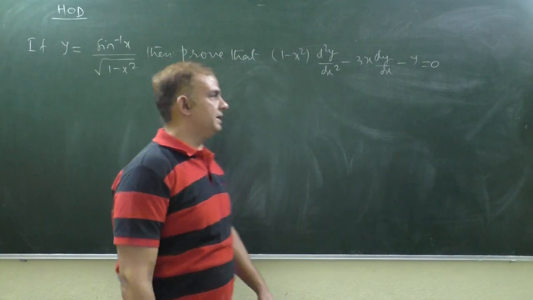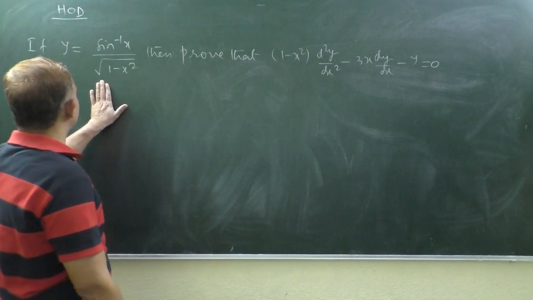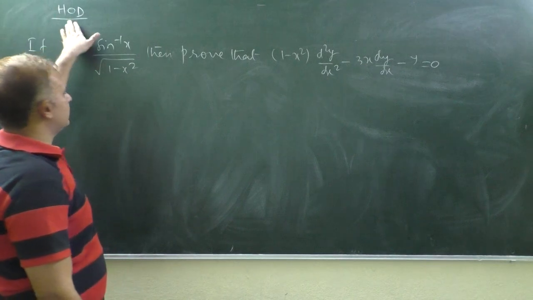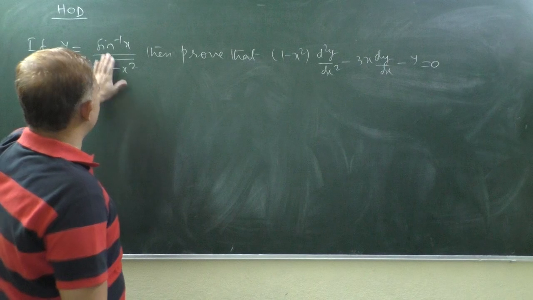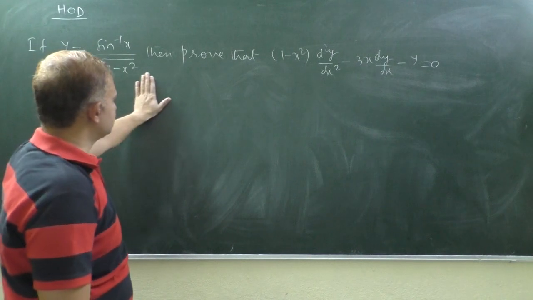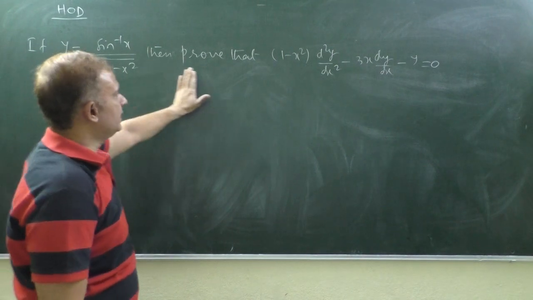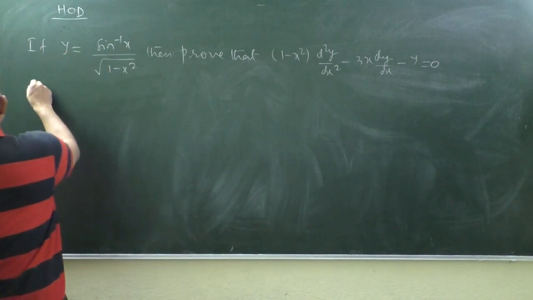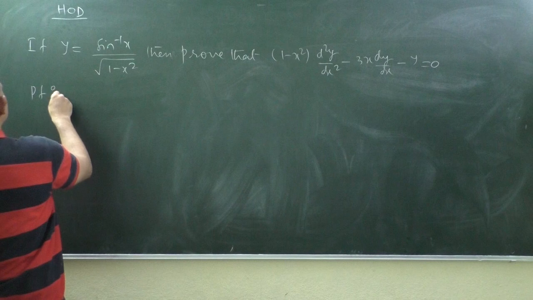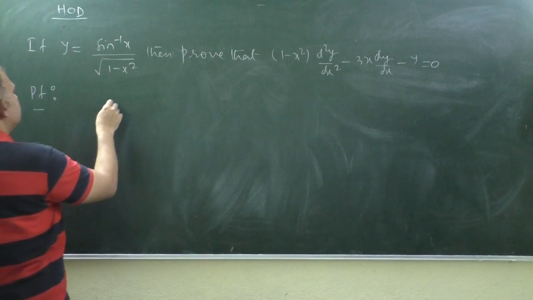We are trying to prove this question, a question of higher order derivatives. y is equal to sine inverse x upon root of 1 minus x square is given to us, and we are supposed to prove this thing. So let's prove this using my technique.